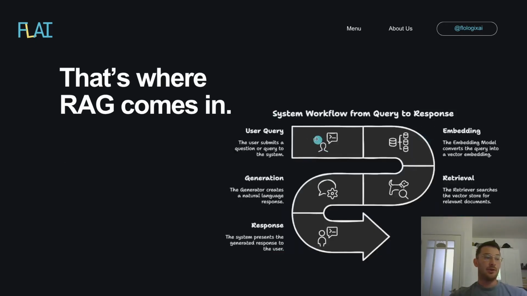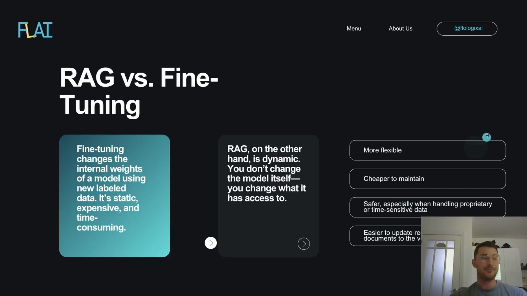So here's a little breakdown of the RAG pipeline and how it works. You have the user query, and the embedding model converts the query into a vector embedding. Then the retriever searches the vector store for relevant documents. Next comes the generation of natural language, and then you push that response to the user. So all this is the flow of a RAG system.